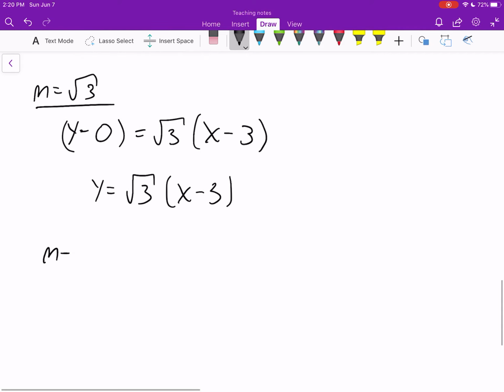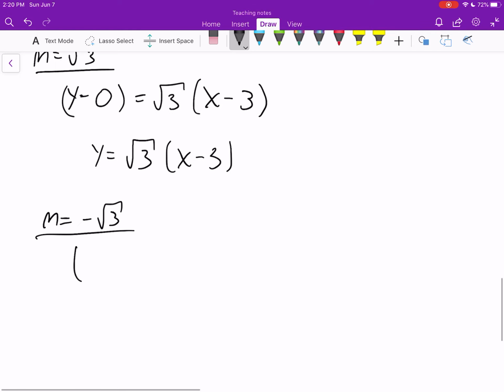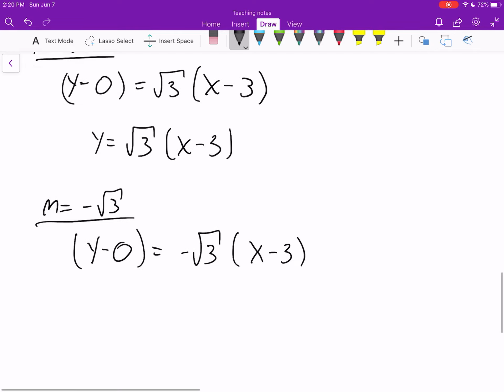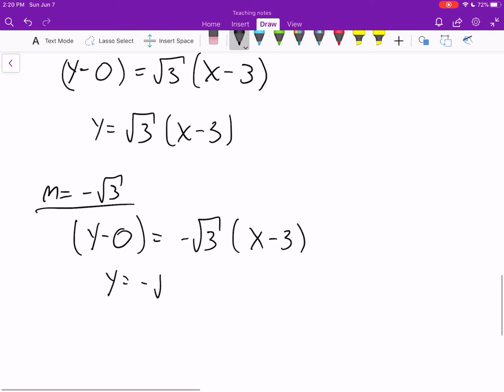And similarly, for m equal to minus radical 3, my point is the same. My slope is what changes. I have now minus square root of 3. So this gives me y is equal to minus square root of 3 times x minus 3. So that's part A. It's finding the equations of these tangent lines.